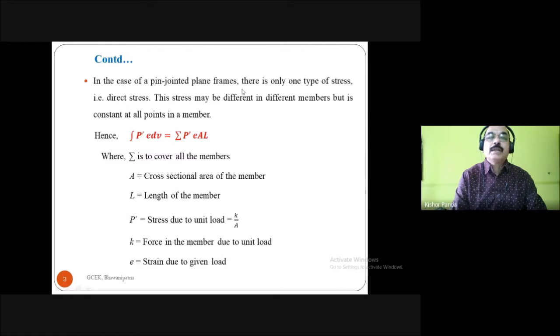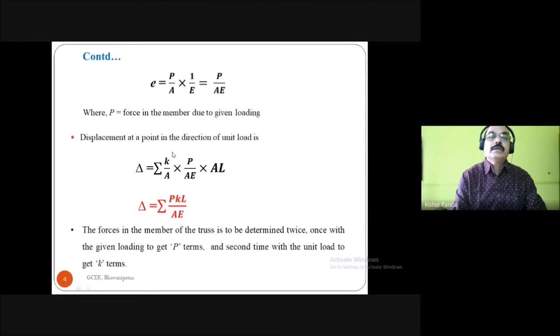In the case of a pin-jointed plane truss or plane frame, there is only one type of stress, that is direct stress. This stress may be different in different members, but is constant at all points in a member. Already we have discussed this in the last class. Hence, integration of P dash epsilon dV is equal to summation of P dash epsilon into AL, where the summation covers all the members of the truss, A is the cross-sectional area of the member, L is the length of the member, P dash is the stress due to unit load, K by A, K is the force in the member due to unit load, and epsilon is the strain due to the given load.